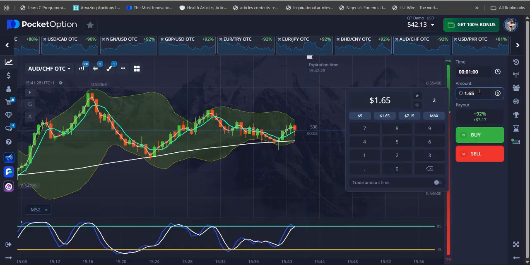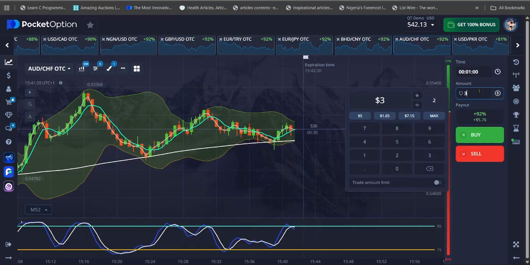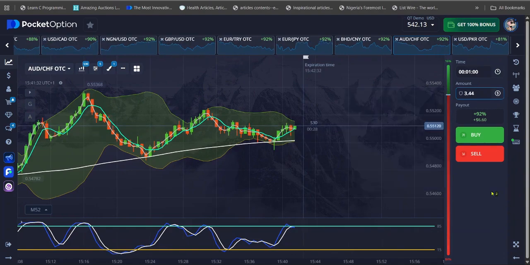3.34, 3.44 our next trade amount. Okay, let's see.